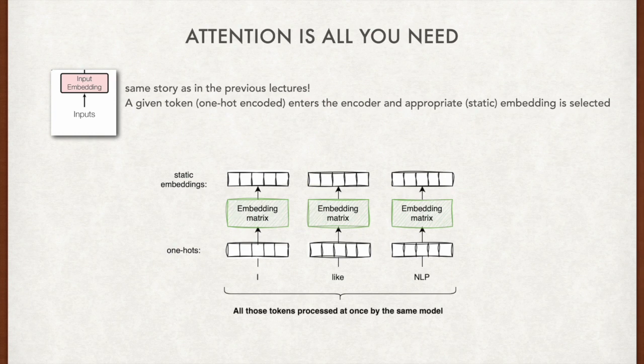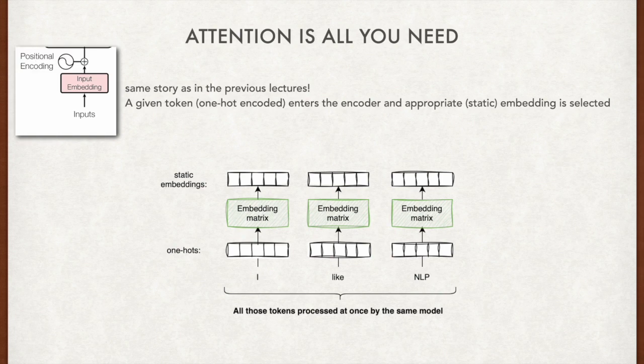Because our one-hot encodings can be used to retrieve a given row or column from a matrix called embedding matrix, we simply transform one-hot representations into static embeddings, representing the meanings of words independently from its context. The embedding matrix is learned with the whole model. What is important here is the fact that we can process each token in parallel, transforming all tokens passed to the encoder into word embeddings at the same time.